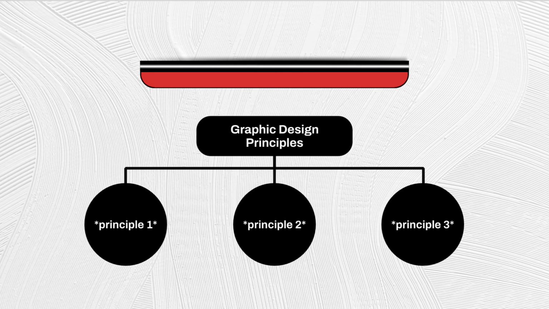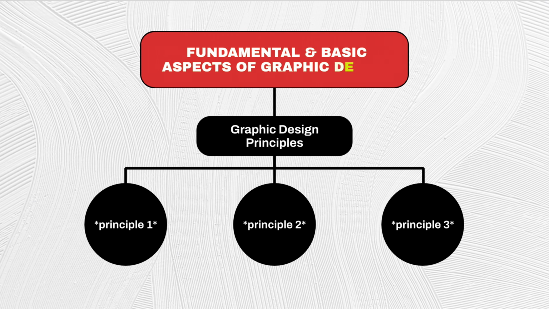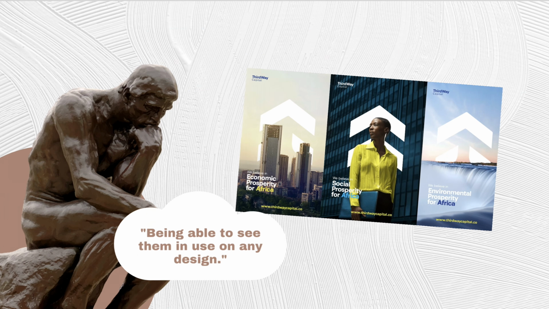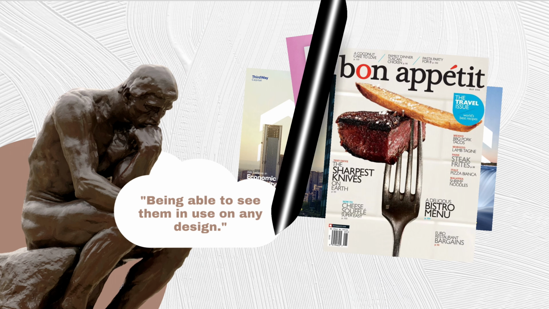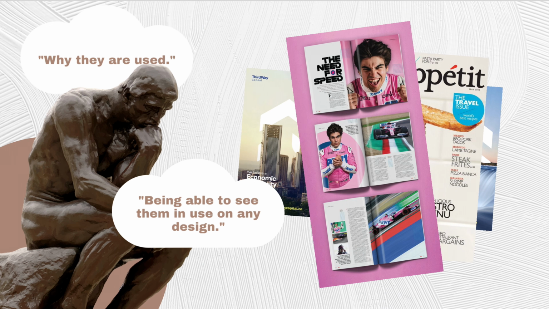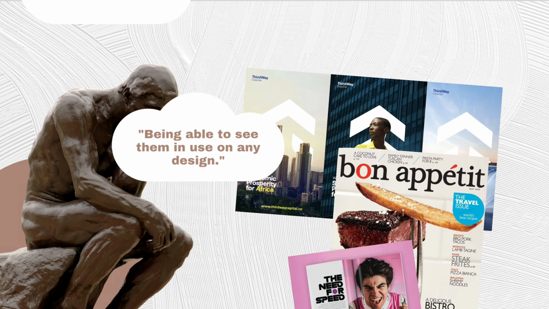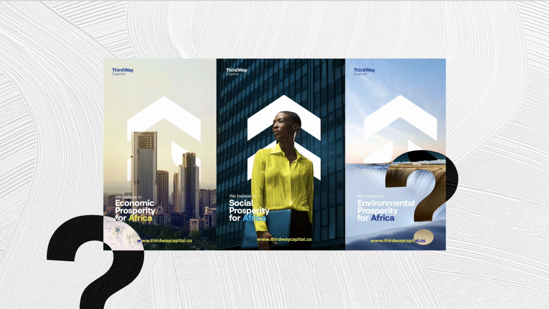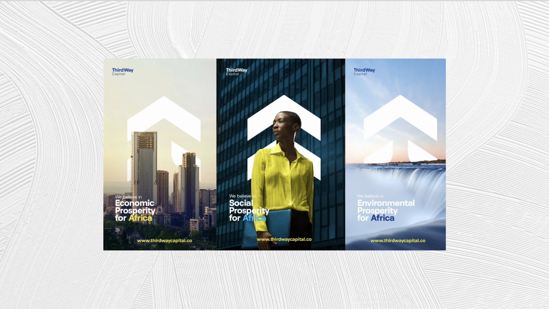And before you tell yourself that, oh, that's pretty easy, it's just the basics of graphic design. The graphic design principles are seen as the fundamental and basic aspects of graphic design. But the true test of a designer mastering them is being able to see them in use on any design and why they are being used. So if I asked you to look at this design here and identify every graphic design principle on this design, could you do it? But more importantly, could you actually give a reason for each principle use on a design?